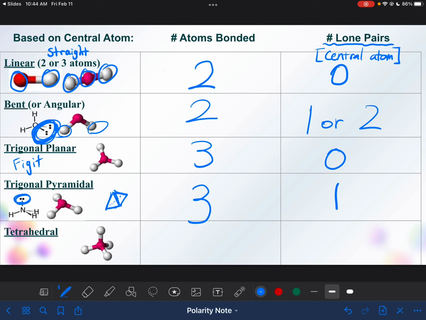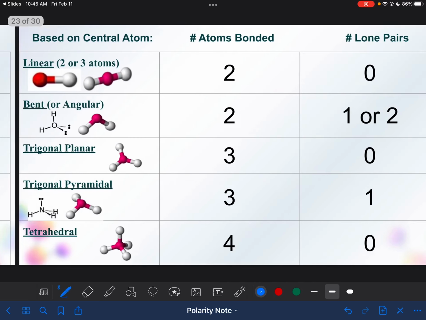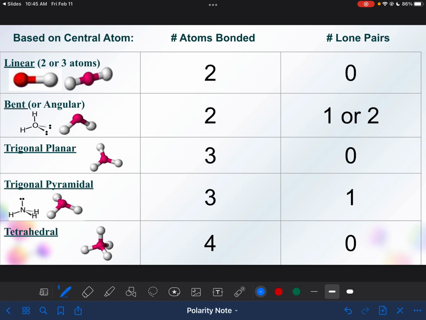And then tetrahedral, where tetra means 4. So you're going to have 4 atoms bonded, but there's going to be 0 lone pairs. If you understand this table, it should really help you figure out what kind of shape the compound is going to be. So here's the answer for the chart. Feel free to pause the video before you move on, and we'll solve some example problems and show you how we determine that.